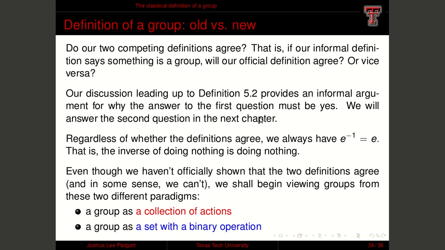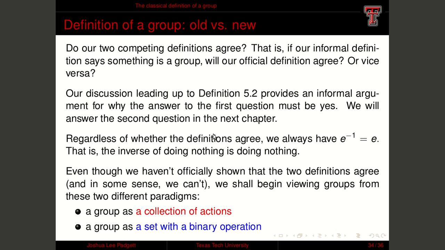If the definitions didn't agree, we would be in a very bad situation. I would have somehow created two competing theories, and that's very bad. But we're going to have that, yes, they are in fact equivalent, and we will demonstrate this later. Regardless of whether they agree or disagree, we always have that the reverse of the do-nothing action is do-nothing. This is always true, and we can use it to build upon answering these questions that we've just mentioned.